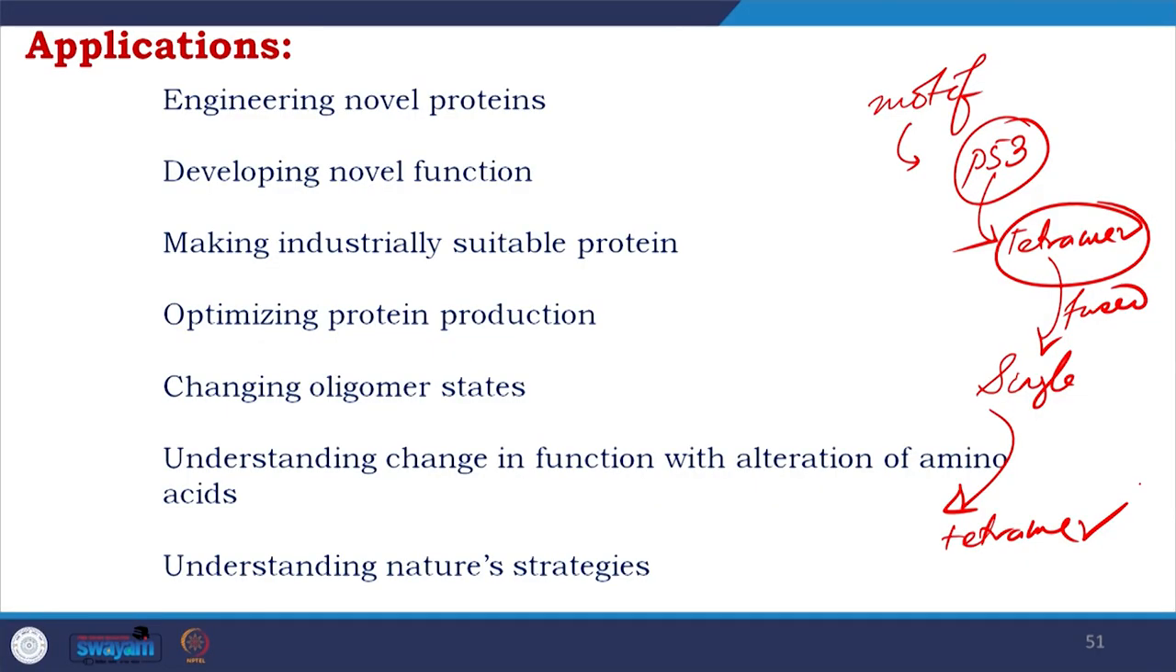Last but not the least, we want to understand nature's strategy. One of the best examples is antibiotic resistance. Nature continuously changes the critical genes which contribute to antibiotic resistance. How nature is doing it, if we could understand that through laboratory mutational studies, it will help us to develop therapeutics which will be less prone to resistance.